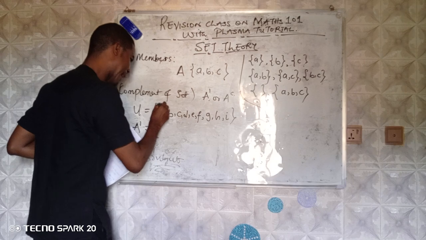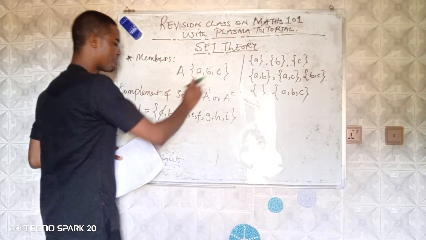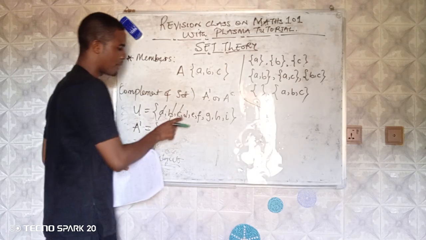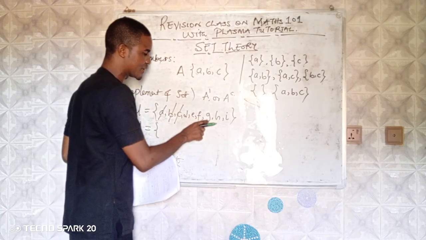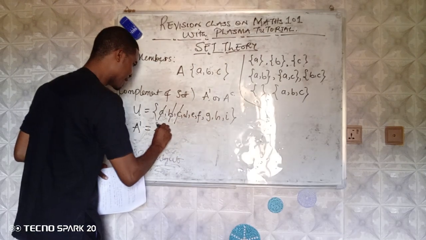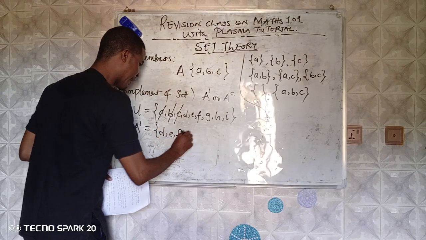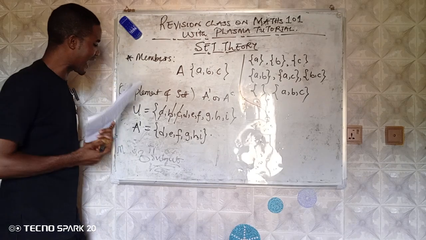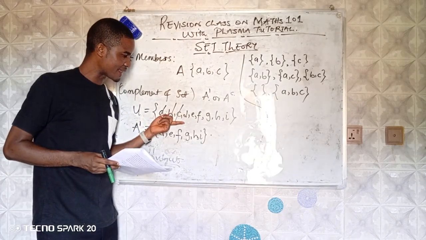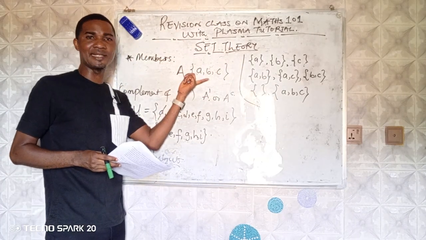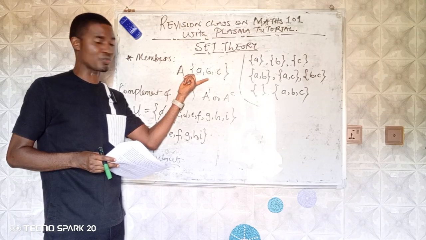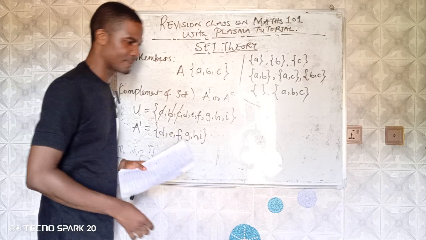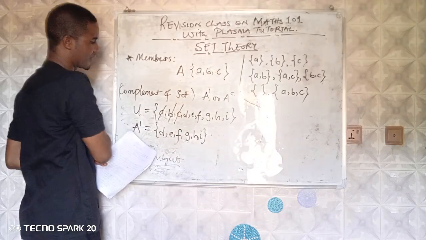So I have A here, I cancel out A here. I have B here, I cancel out B here. I have C here, I cancel out C here. So I'm left with D, E, F, G, H, I. You see that these are elements that belong to the universal set, but they are not in set A itself, which I am making reference to. So they are called the complement of that set.